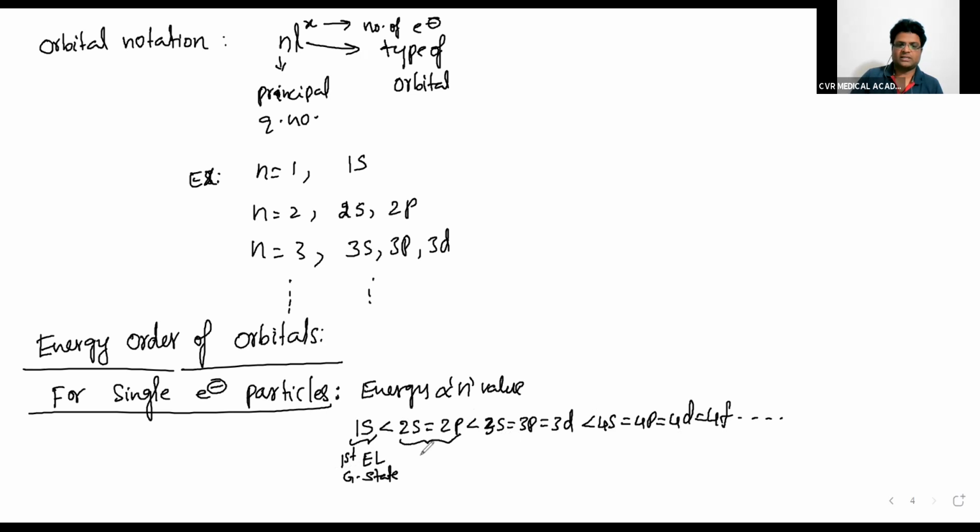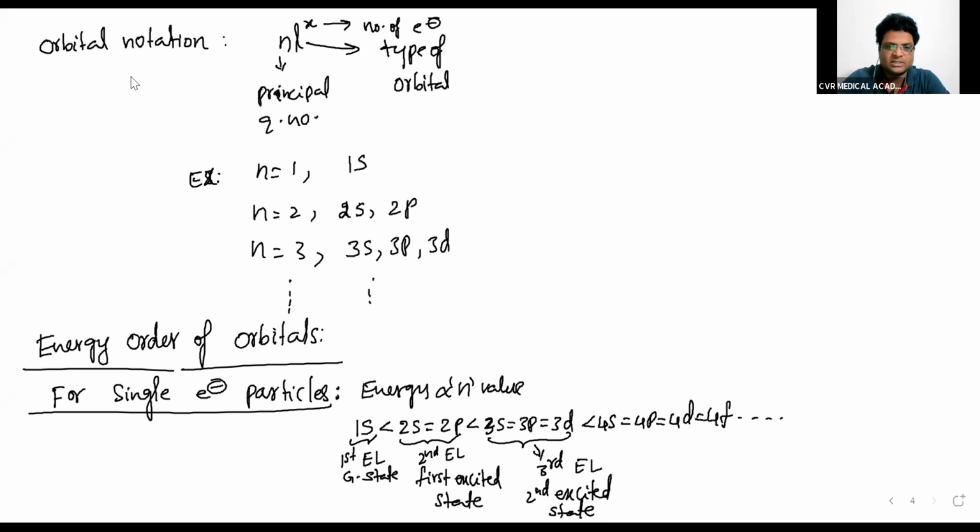2s and 2p are called the second energy level, the first excited state. 3s, 3p and 3d together are called the third energy level. It's not an excited level, it's an energy level, right? Clear. And it is called the second excited state.